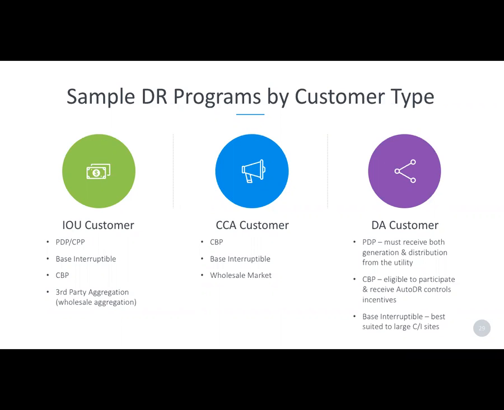Some of the benefits of this program is that it's a little bit more flexible how you participate in this program. It does tend to call more events, but the revenue stream from this program can be a little bit higher than some of the other programs, and it's a little bit easier to structure your participation in this program. Both of these programs, peak day pricing or CPP and capacity bidding, are eligible to receive AutoDR controls incentives.